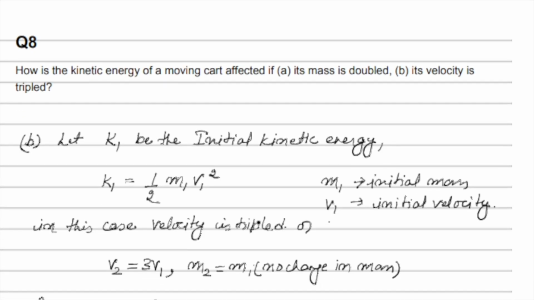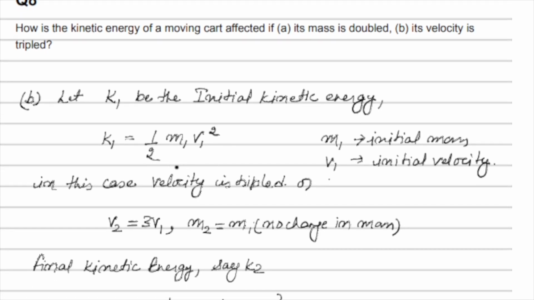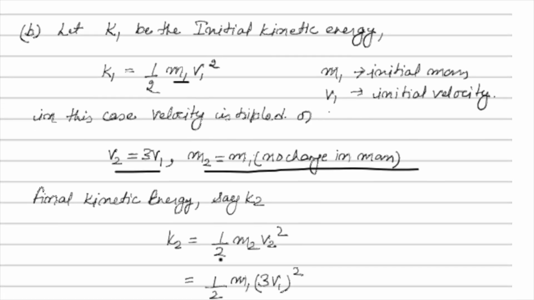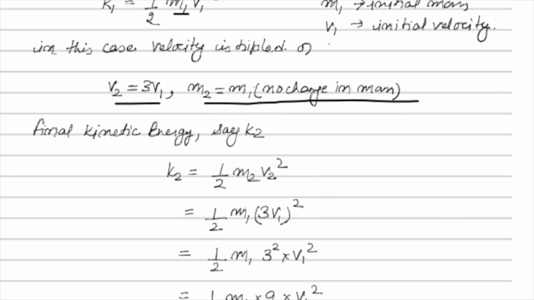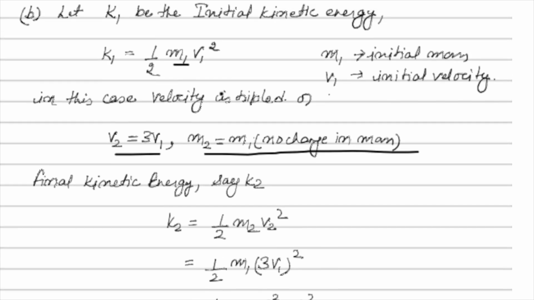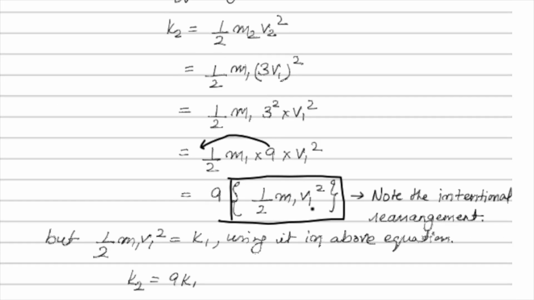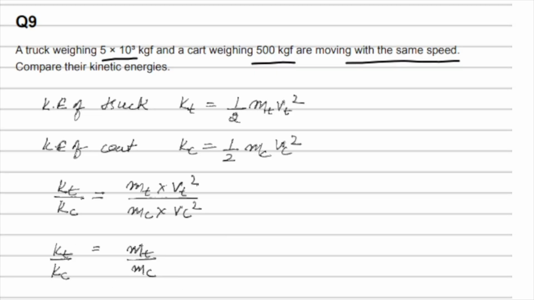Let's do this B part where velocity is tripled. So in case the velocity is tripled, the mass remains constant. Okay, so there is no change in mass, and the velocity becomes 3v1. So 3v1 square, and you solve it. Again, I'm taking the 9 out and clubbing these together so that I get the expression of initial kinetic energy, because I'll be able to compare. So this part is already the initial kinetic energy, K1, and I can substitute that and I will get the final kinetic energy, K2, is 9 times K1.